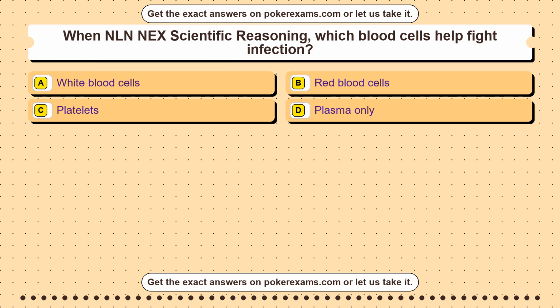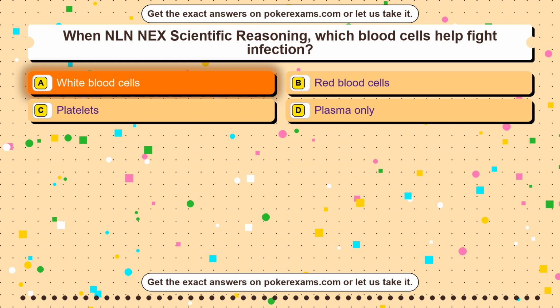Question 49. When GED Science Practice Test, which sentence is complete? Option A. Although the graph changed. Option B. The author explains the evidence. Option C. Because the test began. Option D. After the answer. The correct answer is option B.